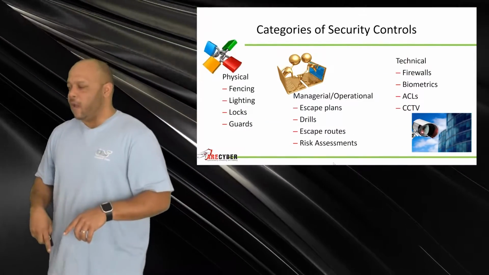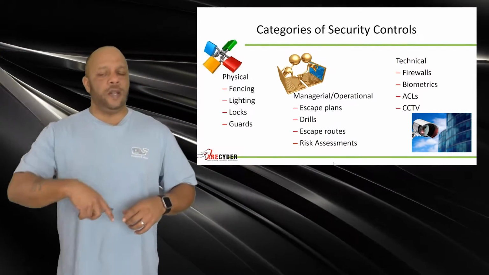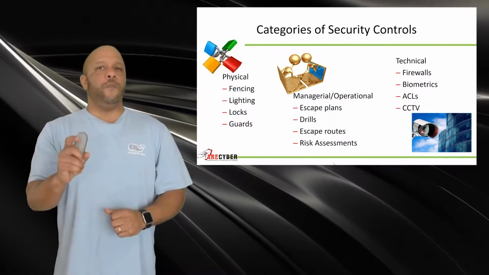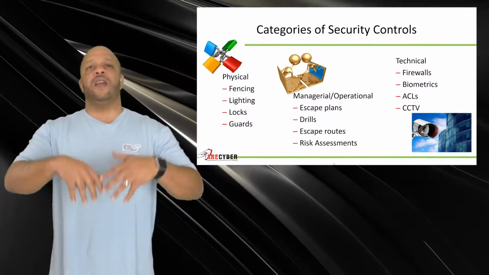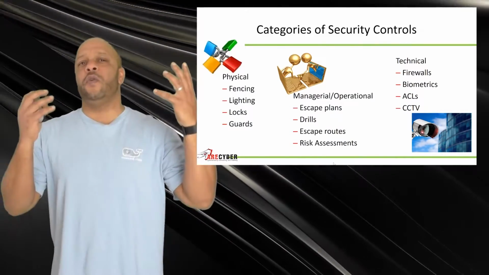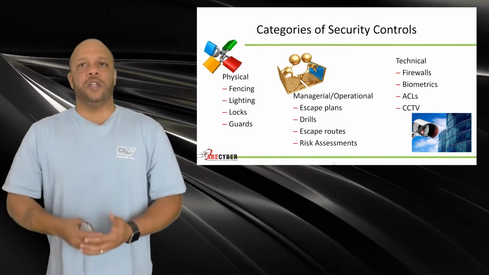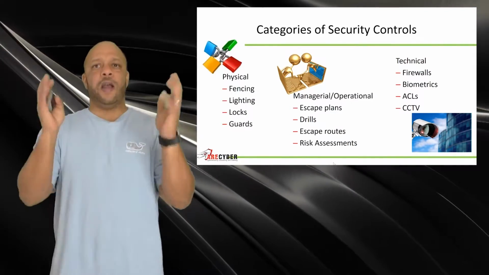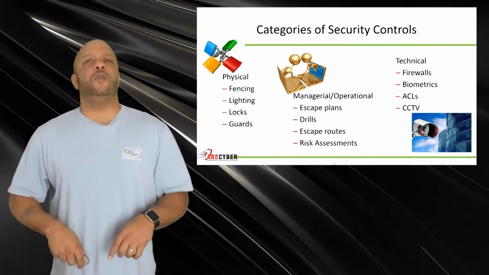So, what are some of the categories that we deal with in security controls? You need to know these. You are going to be tested later. Physical controls, managerial controls, and technical controls. Physical controls, things like fencing and locks, managerial controls, escape drills and risk assessments. Technical controls, firewalls and ACLs and biometrics. We're going to talk in depth about all of these things in other modules.